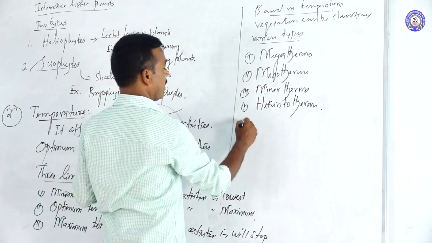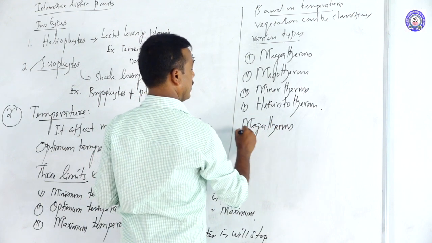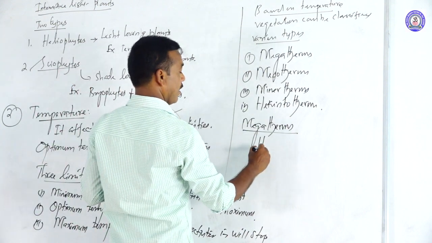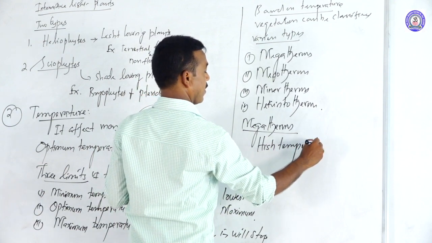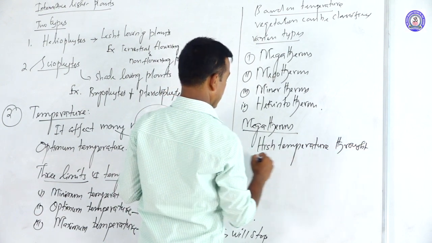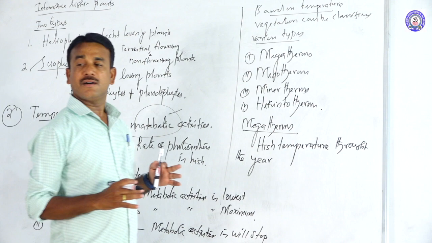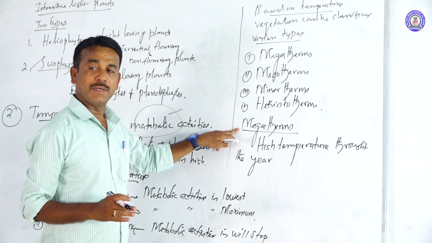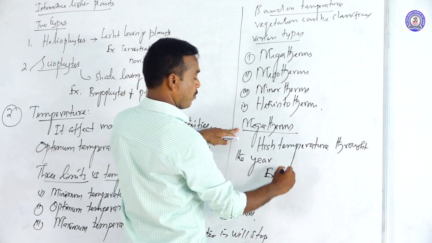First of all, what are megatherms? That means the plants are adapted to high temperature throughout the year. Those plants which are adapted to high temperature throughout the year are considered megatherms. Where do these situations occur? In the tropical zone.